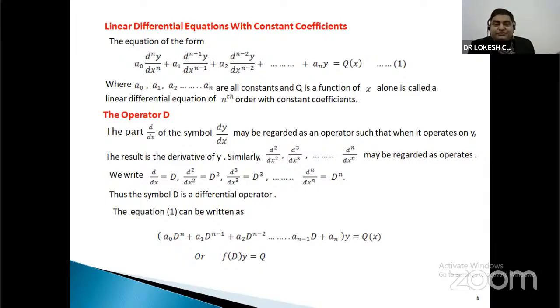It is a particular form. The term linear means the degree of the differential equation must be 1. Now according to this definition, equation 1 written here is a0 d^n y/dx^n plus a1 d^(n-1) y/dx^(n-1) plus a2 d^(n-2) y/dx^(n-2). Then the order of derivatives is n minus 1, then n minus 2. It means we have derivatives of any order, but the degree must be 1.